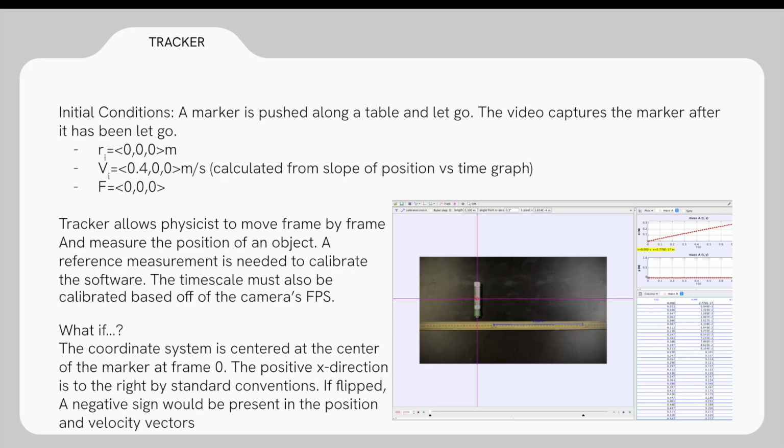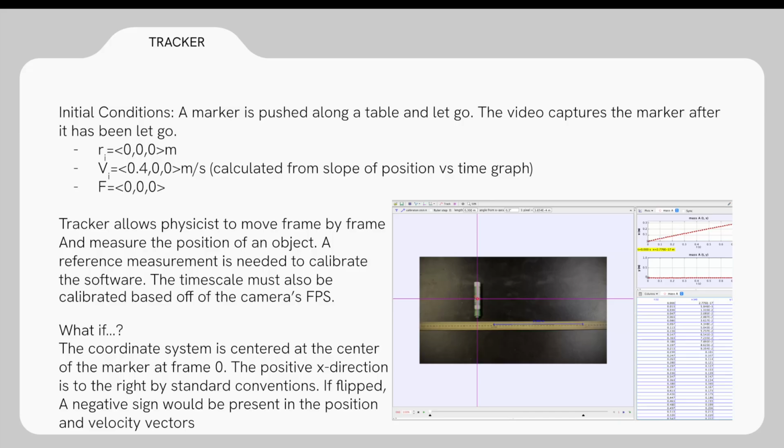The initial position is 0 meters in all axes. The initial velocity, which was calculated from the slope of the position versus time graph, is 0.4 meters per second in the positive x direction. And the force is 0 newtons in all axes. Now, I chose to center the origin of the axes at the center of the marker. The positive x direction is pointed to the right by standard conventions. However, if this were flipped, a negative sign would be present in the position and velocity vectors, and nothing else would change.